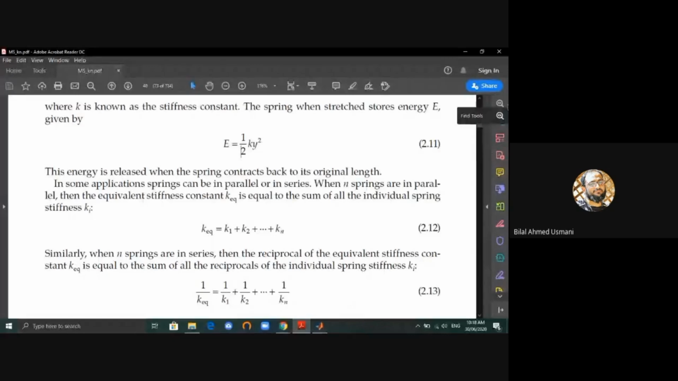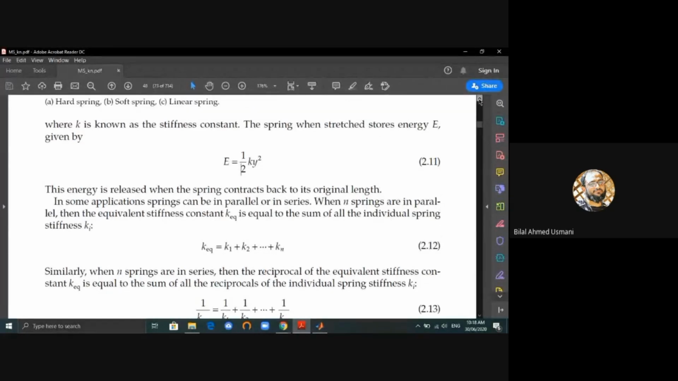And what is the energy? The energy of the spring is half ky square. It's a very, very famous relationship. This energy is released when the spring contracts back to its original length. So when a spring is compressed, the energy is stored in the spring, and when the spring releases, it releases the amount of energy, which is 1 upon 2 ky square in this case.